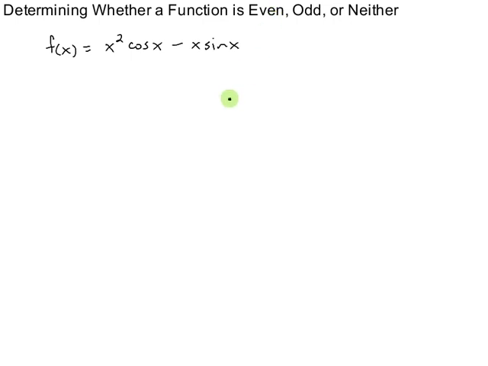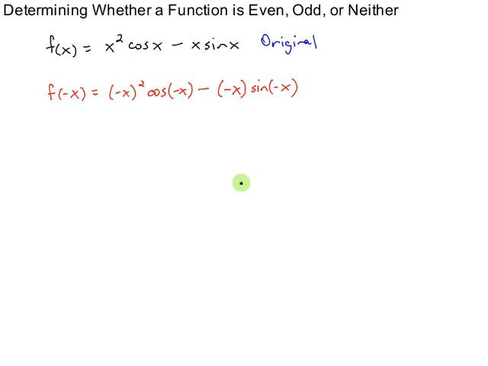Okay, so here's an example of how to determine whether a function is even, odd, or neither. So we have the original function here, and we need to compare that to the same function but with the negative input. So let's go through and replace all these x's with negative x. So we have negative x squared times cosine of negative x minus negative x times sine of negative x. And so you got to be careful with your algebra here a bit.